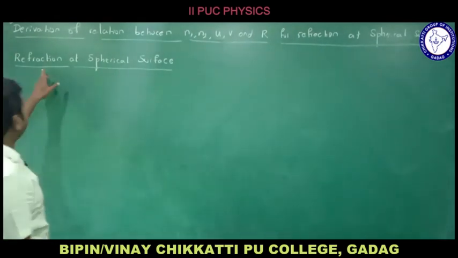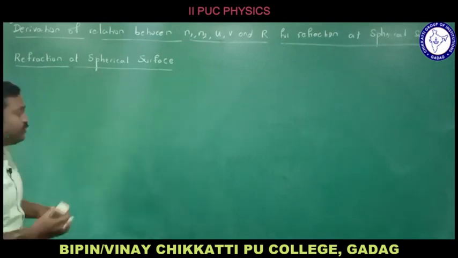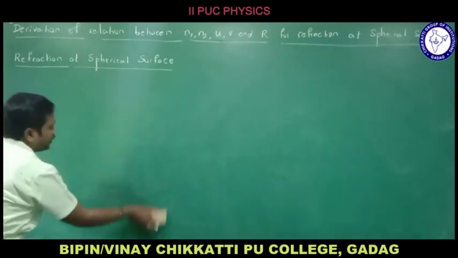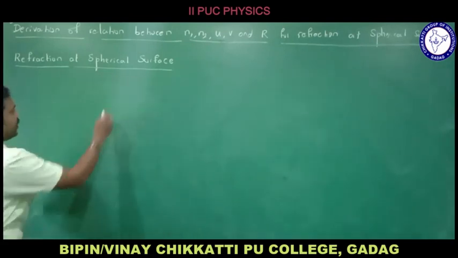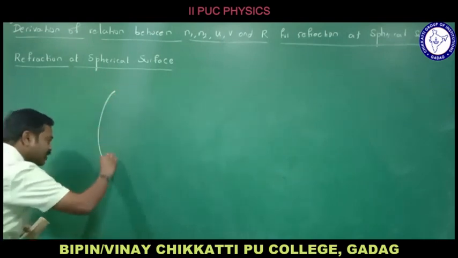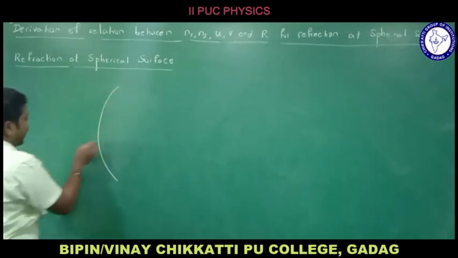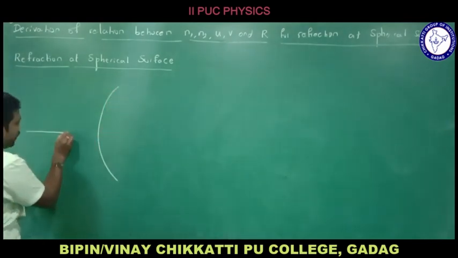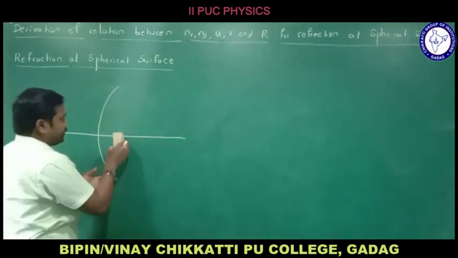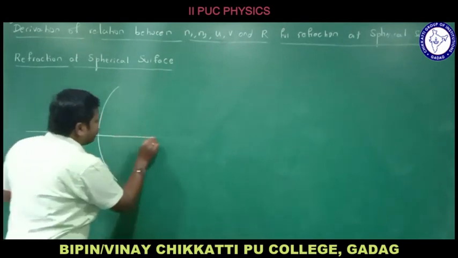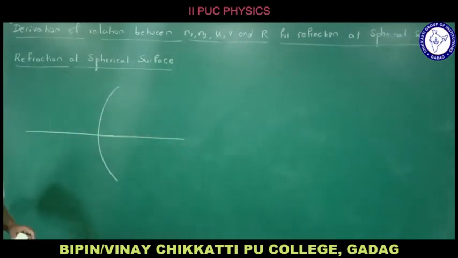I will be taking refraction at spherical surface. First of all, I need to take a spherical surface. Let me take the spherical surface like this. So this is the spherical surface which I am considering. And this line is called the principal axis. I will be taking the principal axis like this. Now I will consider this an object. Let me take object O.